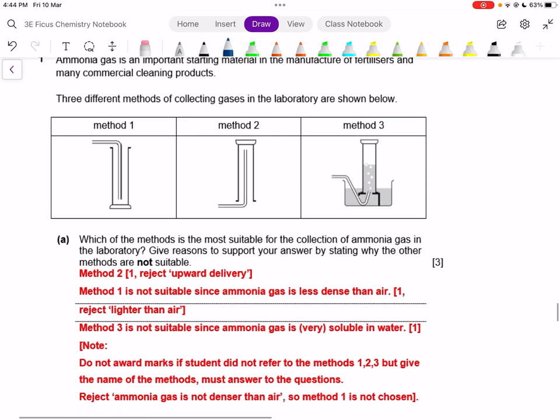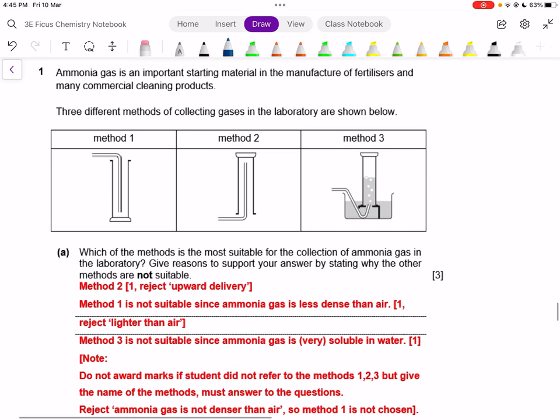Okay, let's take a look at ammonia gas. Something regarding ammonia gas is an important starting material. So these are the different gas collection methods. Okay, so we go one by one. This one is what? Downward delivery, right? Then method 2 is upward delivery. And then method 3 is downward displacement.